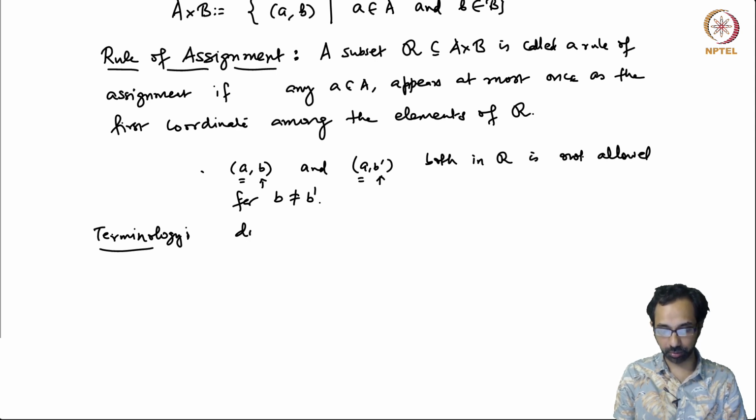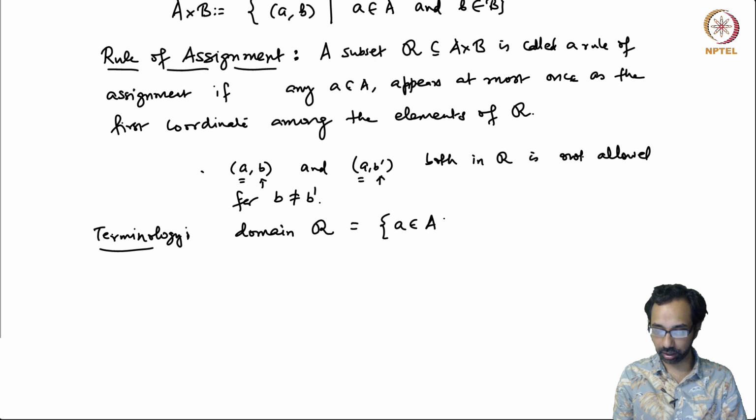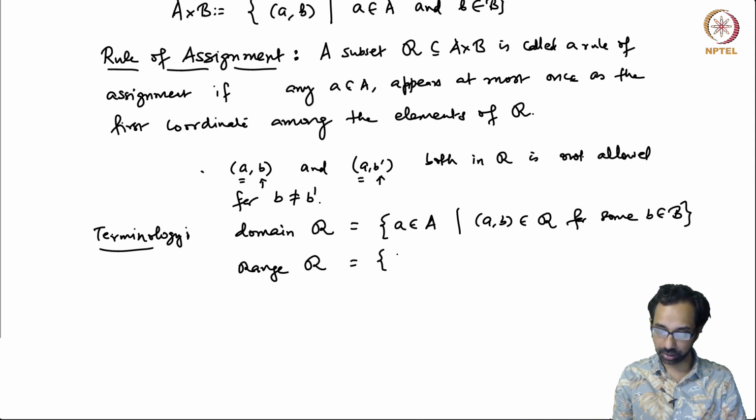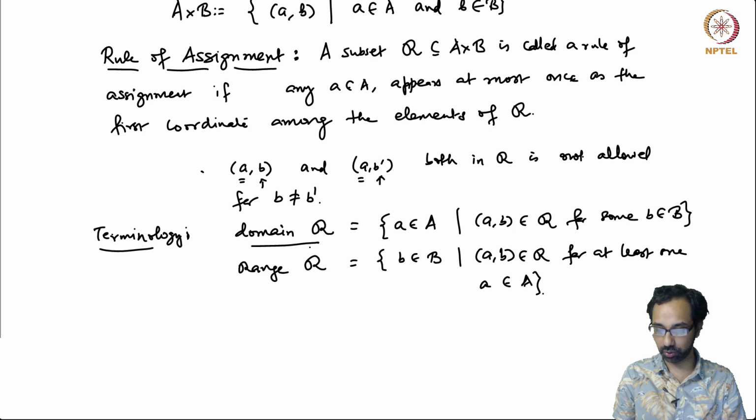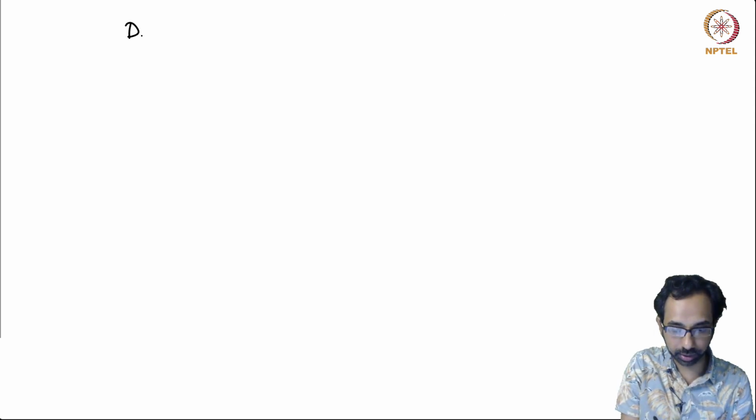So the domain of this rule of assignment R is the set of a in A such that (a, b) is in this subset R for some b in B, and the range of this rule of assignment is the set of elements in B such that (a, b) is in R for at least one a in A. So we have the domain and the range, and now we can define what a function is.